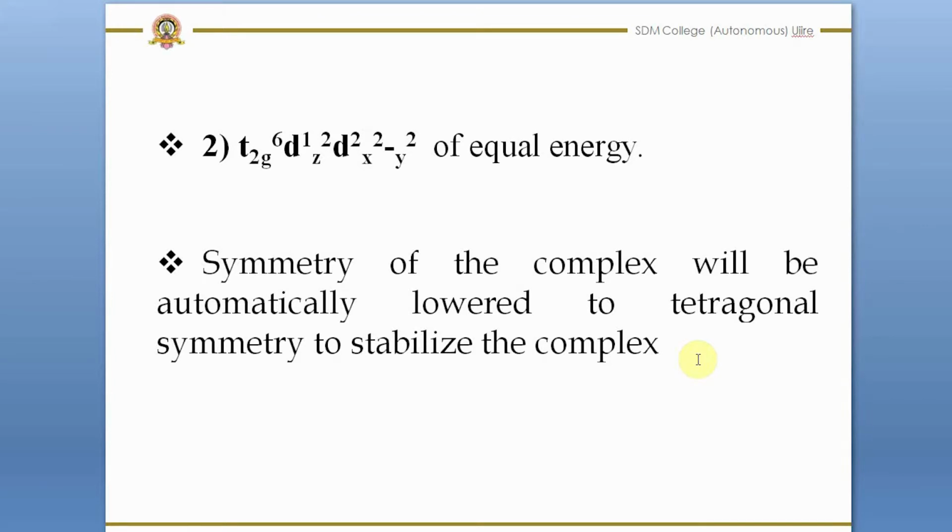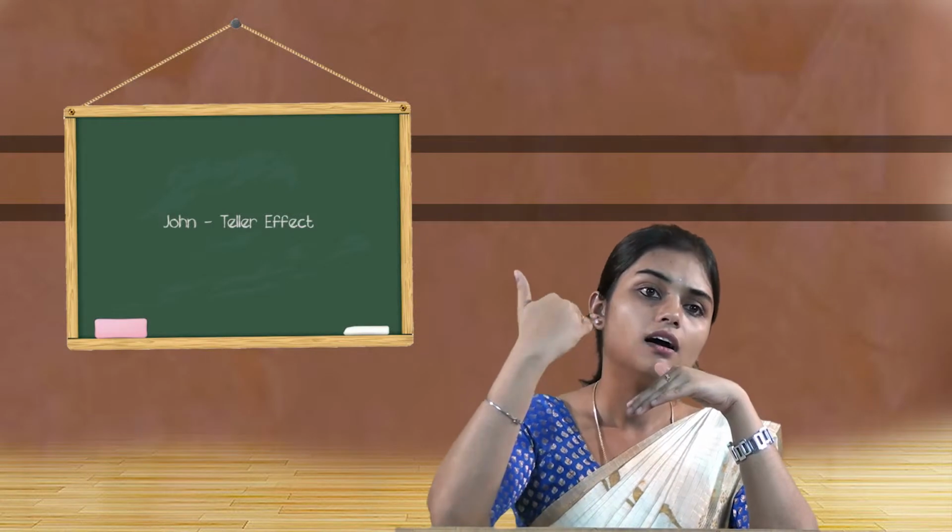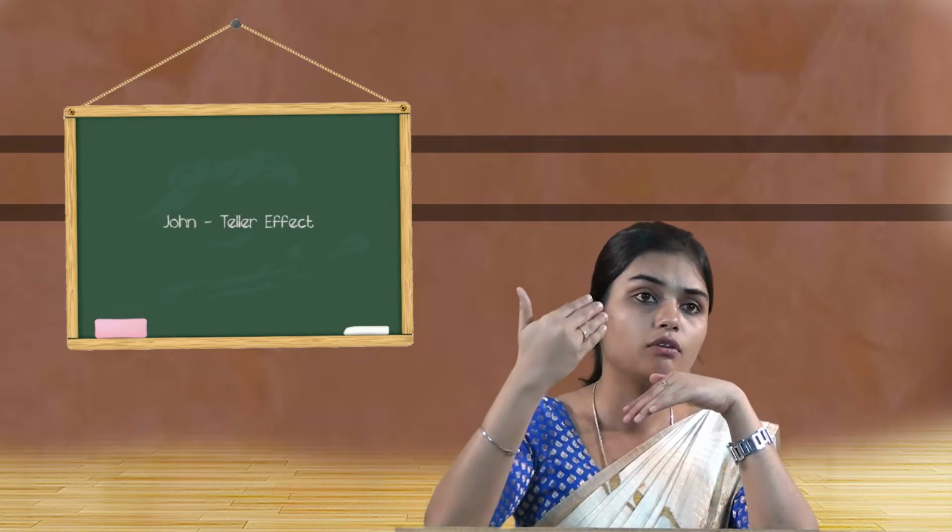Same thing will occur between a metal and a ligand. Now in possibility 1, dx square minus y square is having 2 electrons and dz square is having 1 electron. Now dx square minus y square has the more electron density.